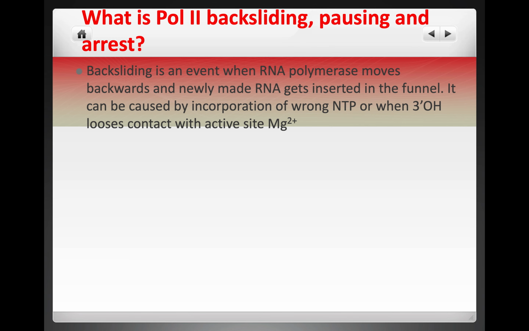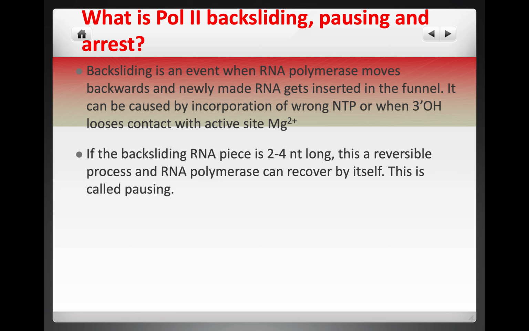Backsliding, as the name says, you backslide, kind of like when you see Michael Jackson do the moonwalk. It's an event when RNA polymerase moves backwards and newly made RNA gets inserted in the funnel, during the unwinding. It can be caused by incorporation of wrong NTPs, or when the 3' hydroxyl loses contact with the active site of the magnesium.